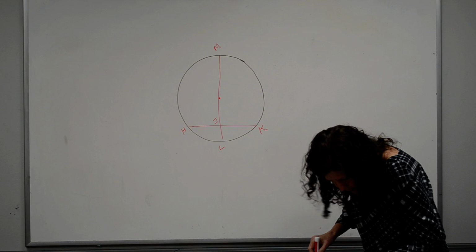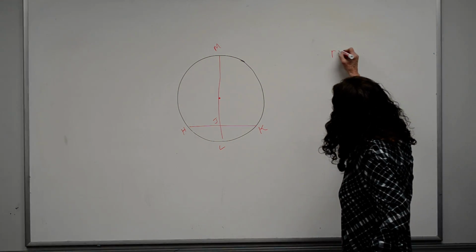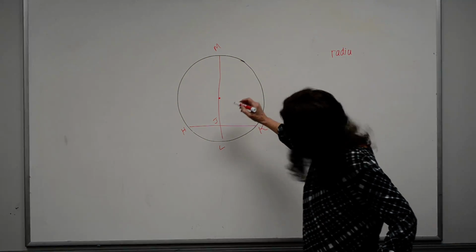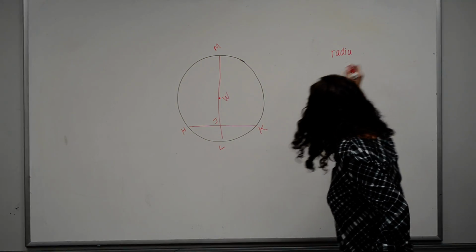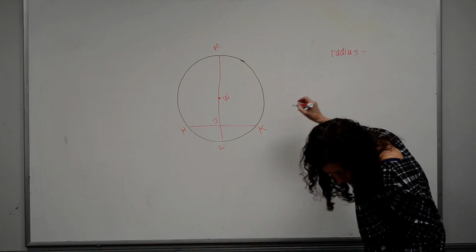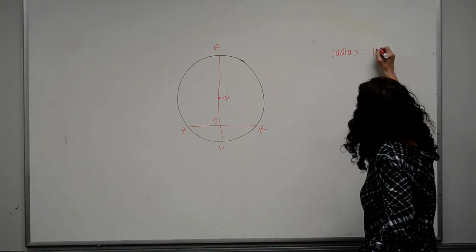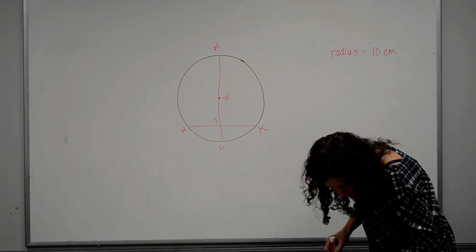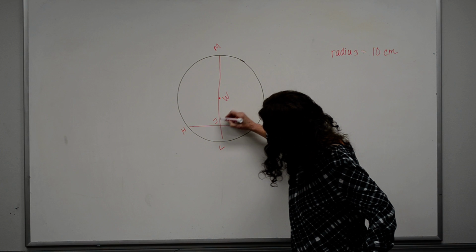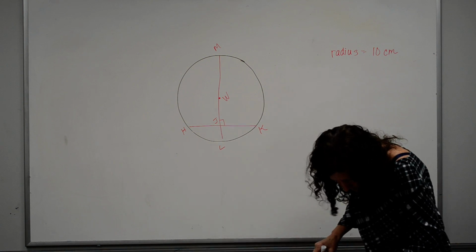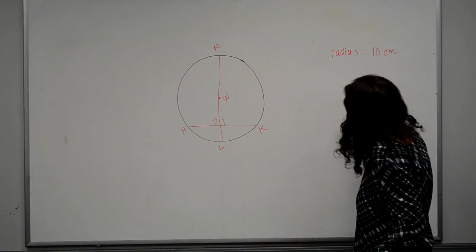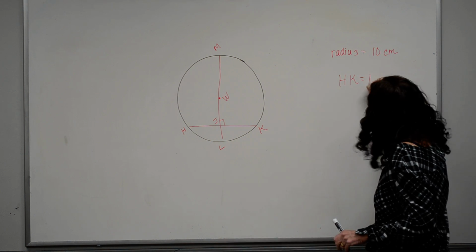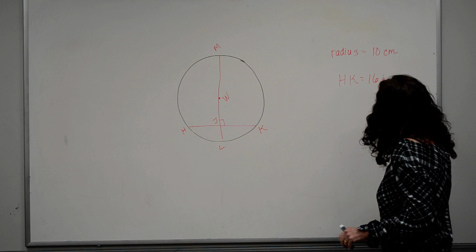Alright, that's the illustration. Radius of this circle, which is circle W. Okay, the radius is equal to 10 centimeters. This is perpendicular to this. And HK is equal to 16 centimeters.